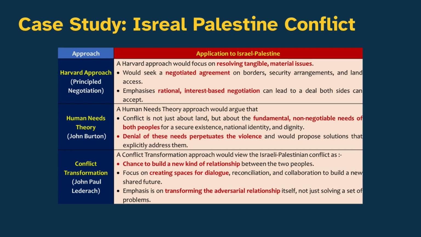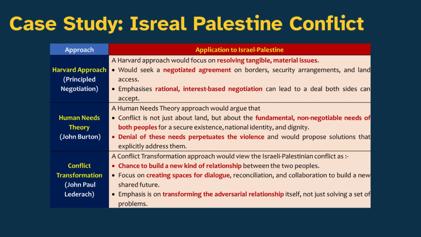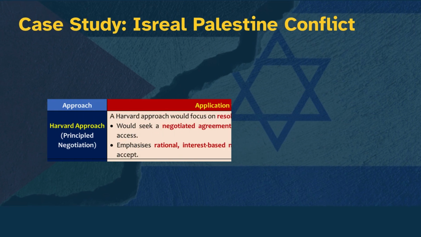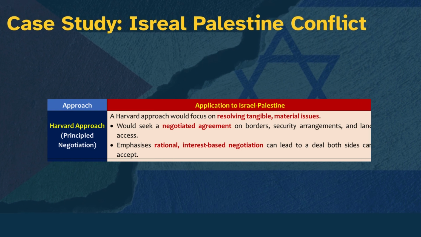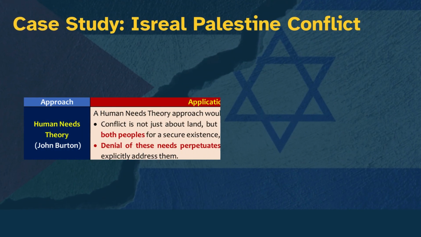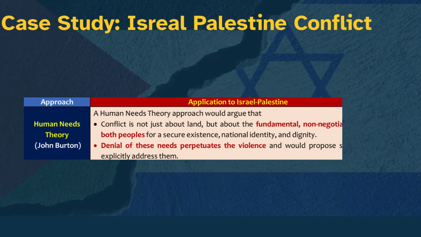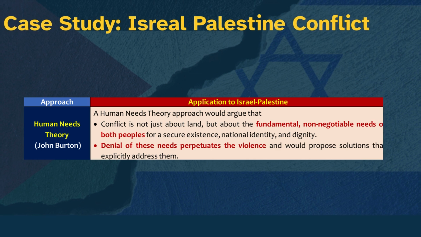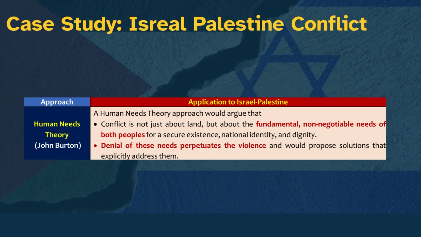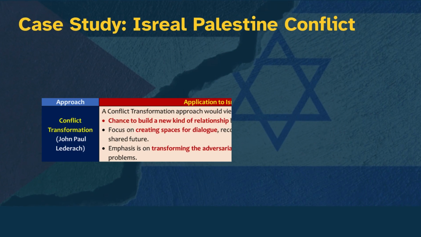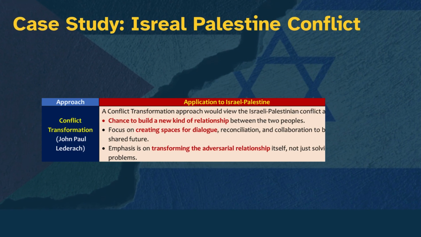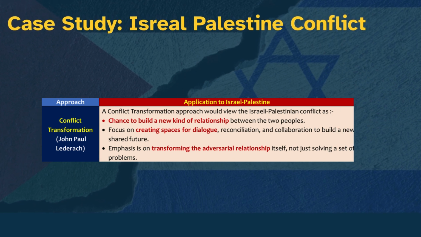For better understanding, let's apply these approaches on the Israel-Palestine conflict. The Harvard approach seeks negotiated agreements on borders, security, and land access through rational, interest-based dialogue. Human needs theory argues the conflict stems from unmet needs for security, identity, and dignity, needs that must be addressed to break cycles of violence. Conflict transformation views it as a chance to reshape relationships, creating spaces for dialogue and reconciliation to build a shared future.